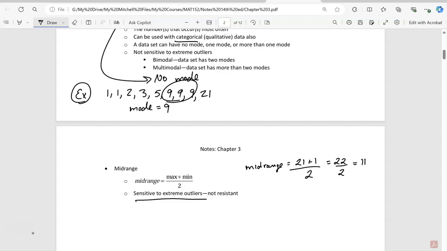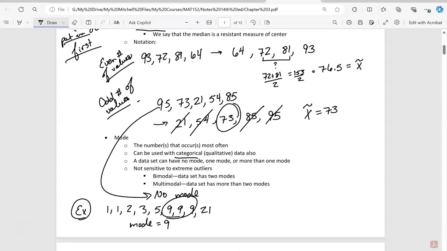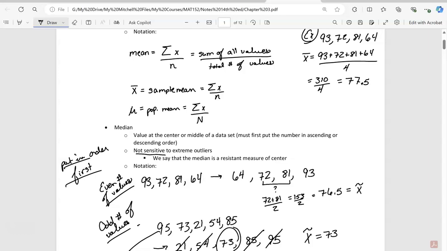There is not a notation that goes with mid-range. There is not a notation that goes with mode. So we would just say mid-range equals. Mode, we would just say mode equals. Unlike median, we could use the shorthand notation x tilde equals, or we could talk about mean, whether it's the sample or the population mean, and say that that equals something.